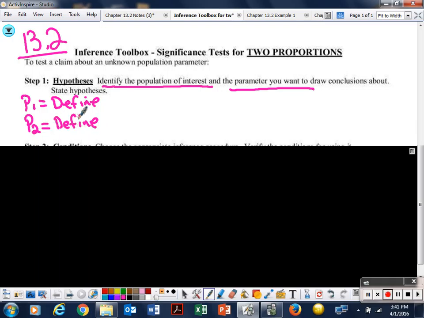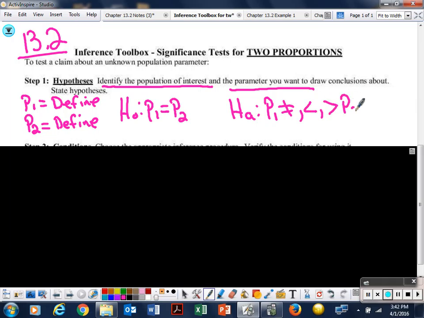you're going to define P2. Okay? Your null hypothesis again will be P1 is equal to P2, meaning there is no difference. Your alternative is going to be P1 minus P2. I'm sorry, let me back that up. It's going to be either P1 is not equal to, less than, or greater than P2, depending upon how it is phrased in the problem. All right?